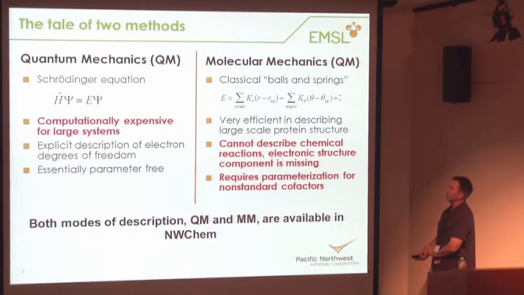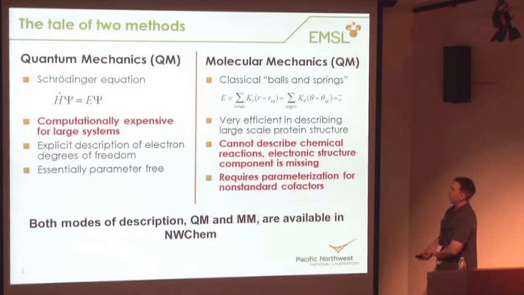So when it comes to molecular level descriptions, you really have two methods. One is based on quantum mechanics, where you solve the Schrödinger equation. Another one is a classical molecular mechanics description, basically bolts and springs. Both methods have their pros and cons. Obviously, the main advantage of quantum mechanical methods is that you have explicit description of electron degrees of freedom. But because of that, it also becomes computationally expensive for large systems.